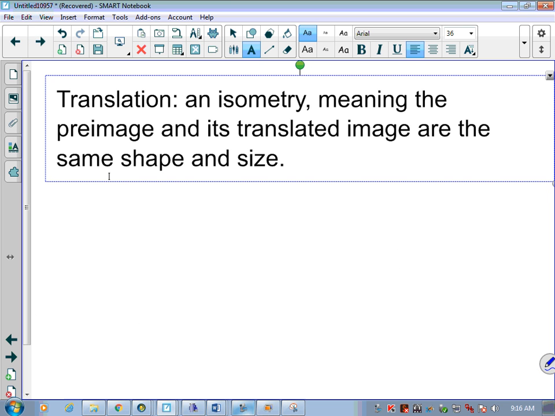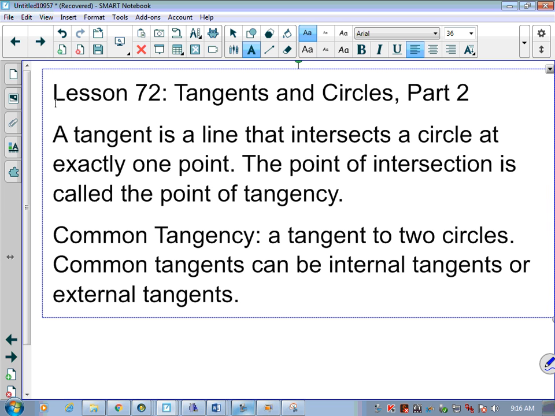From there, it just tells you that a translation is an isometry, meaning that the preimage and its translated image are the same size and shape. So the two figures are congruent to each other. Okay, then we get into lesson 72. Lesson 72 picks up on page 477. And we're going to talk about tangents to circles, and this is actually the second part to this.